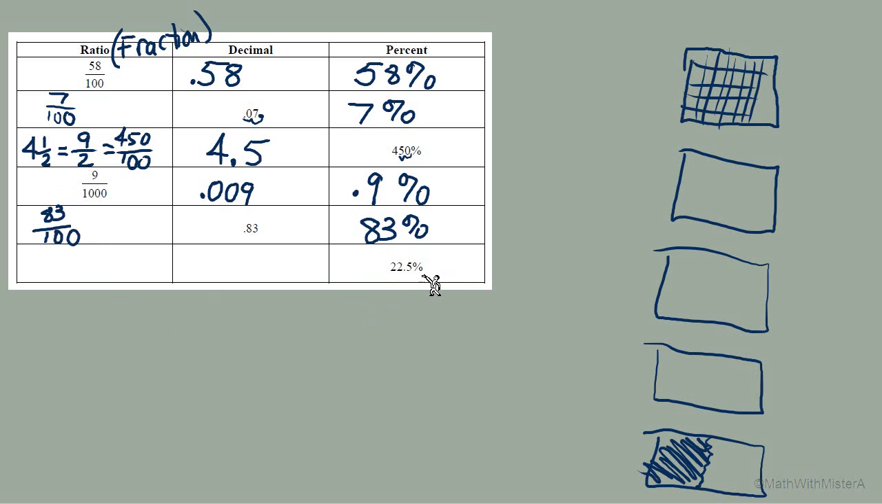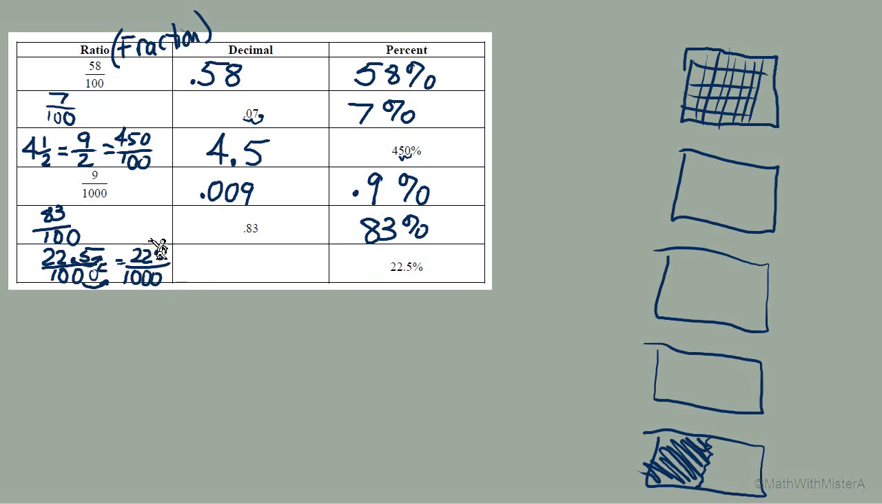Lastly, 22.5%. Now we know percent means a fraction over 100, but 22.5 over 100 is not always thought to be the best form. We don't really like to have a decimal number in a numerator or a denominator. The quick fix is to say if I multiply by 10, that's a way to move the decimal point one place to the right, and just do the same thing to the denominator as you do to the numerator. So we end up with 225 over 1,000.